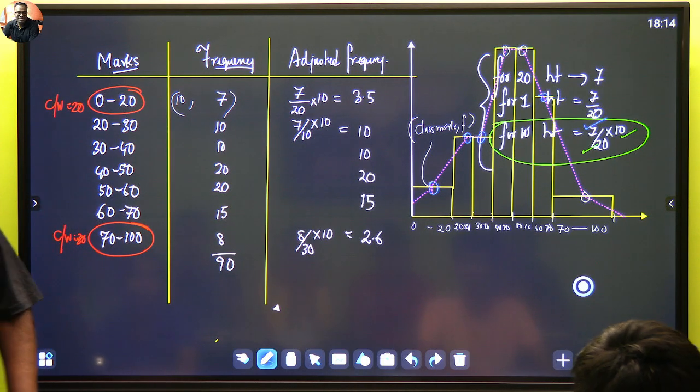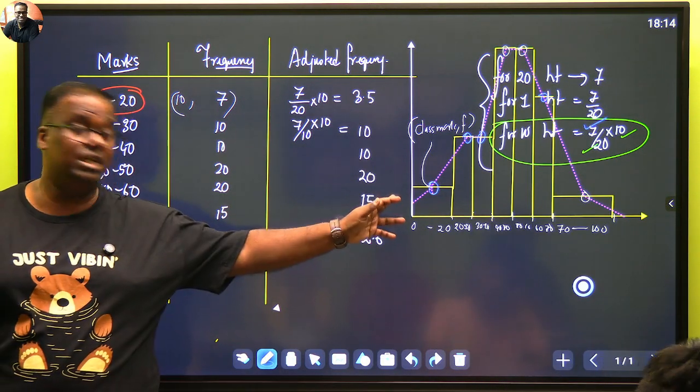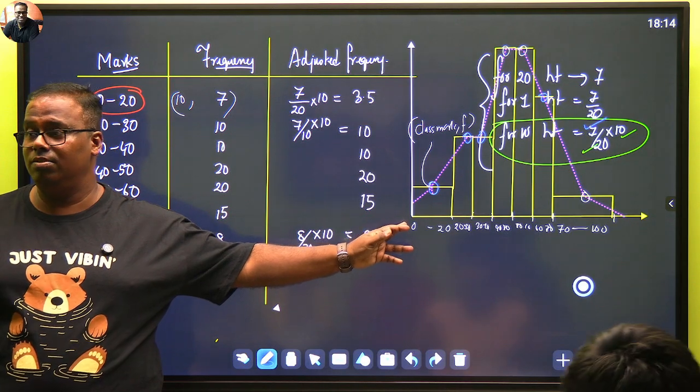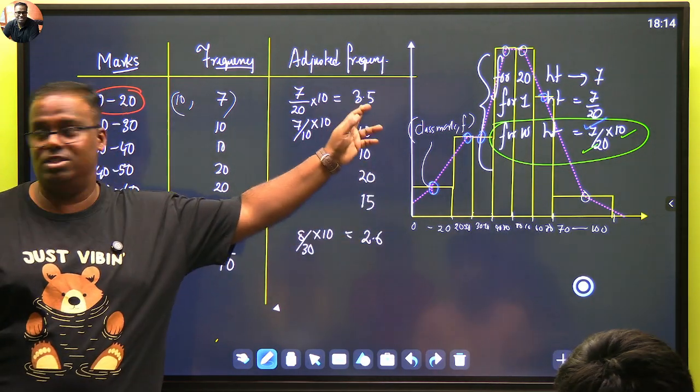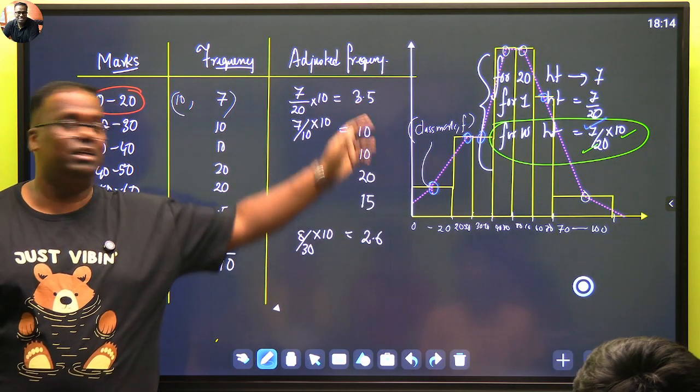Sir, I have a question. 10 माने adjusted height को लेके, हाँ. Not 10.7. Adjusted frequency. 10 and 3.5.